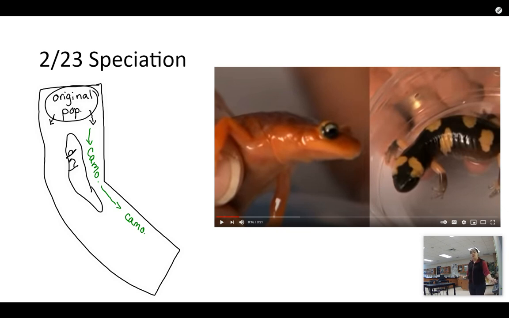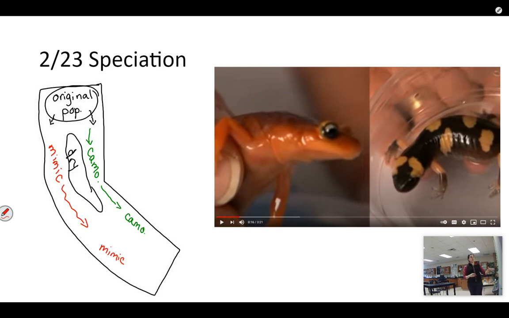Whereas along the coast, there was a different set of mutations that happened, and those random mutations didn't necessarily help the salamanders blend in, but they made them look like poisonous newts. And so they started to mimic things that were poisonous, which made them look very, very different. And over time, they became more and more like that.